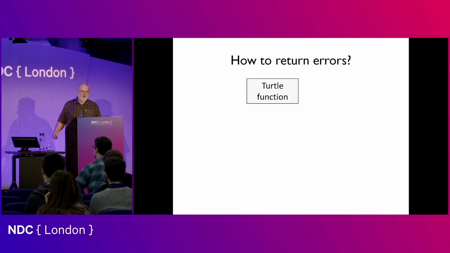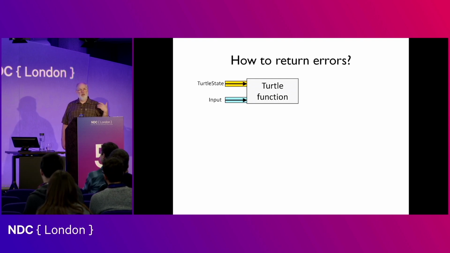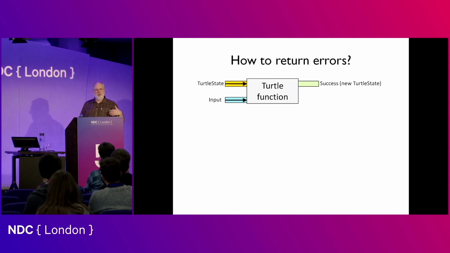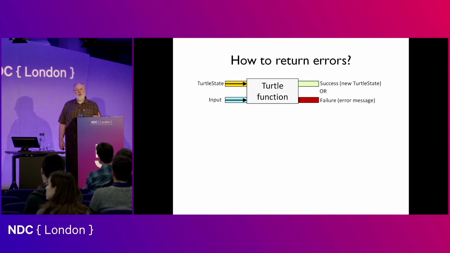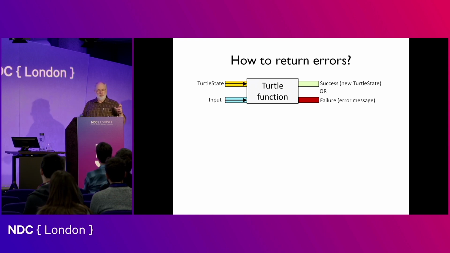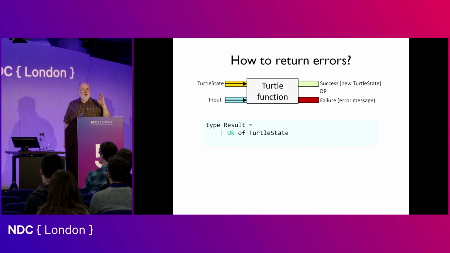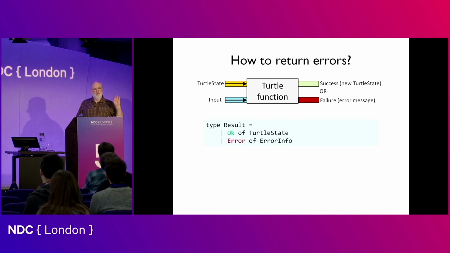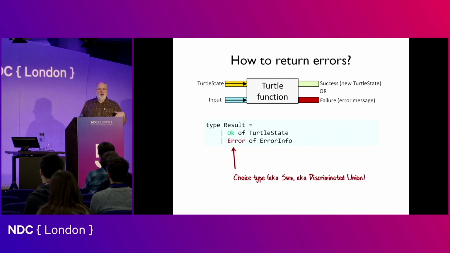We have a turtle function. This time, instead of always returning something, it's going to sometimes return successful and sometimes it's going to fail. So in functional programming, we don't normally throw exceptions if it's for simple errors. We return a choice, which is either it succeeded or it failed. It's okay or it's an error. And if it's okay, there's some data with the okay, which is the state. And if it's an error, there's some data with that, which is the information about the error.